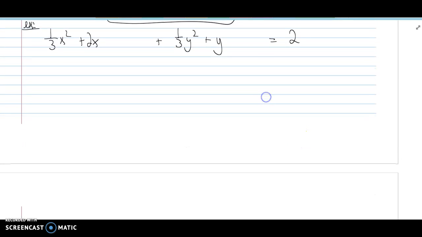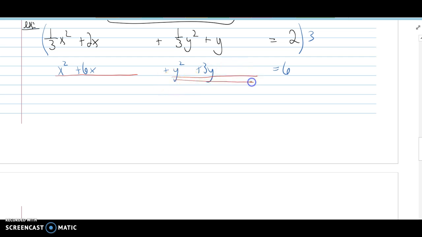Here's our next example. What I notice again is that x squared and y squared are both positive. They're on the same side. They have the same coefficient of 1/3. I don't like that coefficient of 1/3, so we're going to multiply everything on both sides of the equation by 3. It gives us x squared plus 6x, y squared plus 3y, and now that's equal to 6. We'll look at these parts individually. We have the x's and we have the y's.